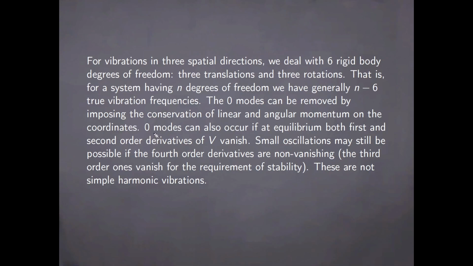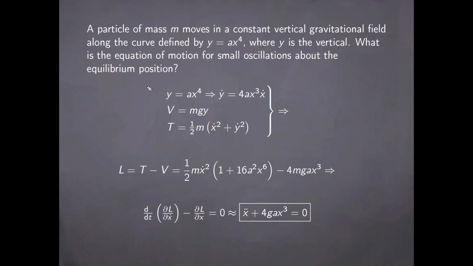Another instance where zero modes can occur is the one where at equilibrium both the first and second order derivatives of the potential vanish. And in that case, small oscillations may still be possible if the fourth order derivatives are non-vanishing. The third order ones will vanish due to the requirement of stability. However, these small oscillations do not correspond to simple harmonic vibrations. And a simple example of this can be seen by looking at the following question.